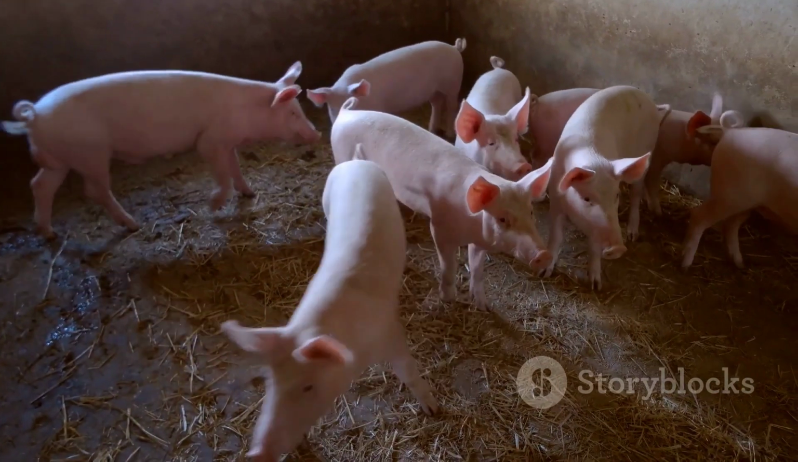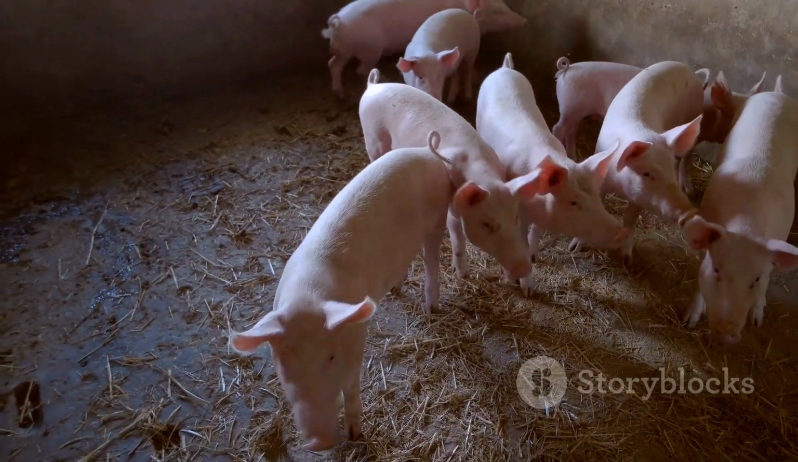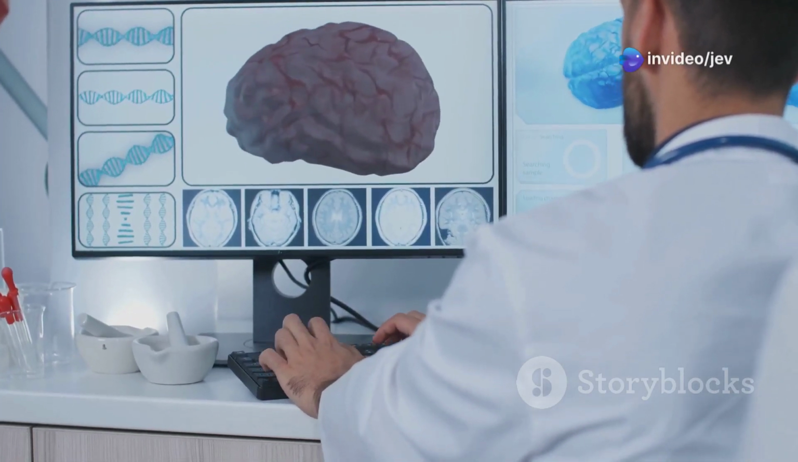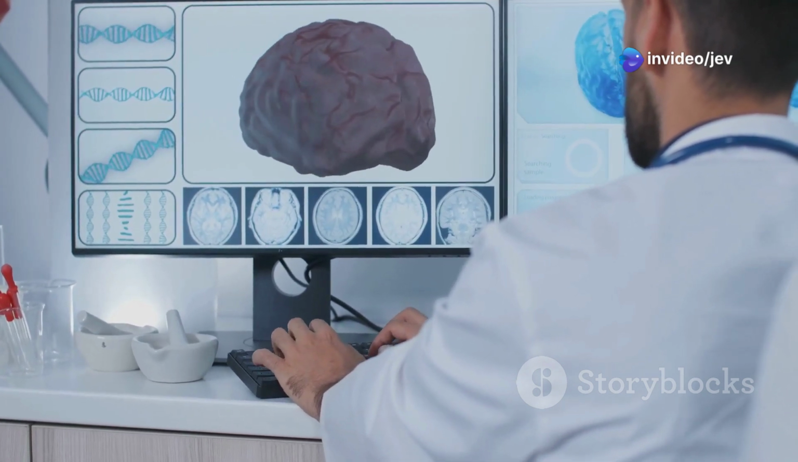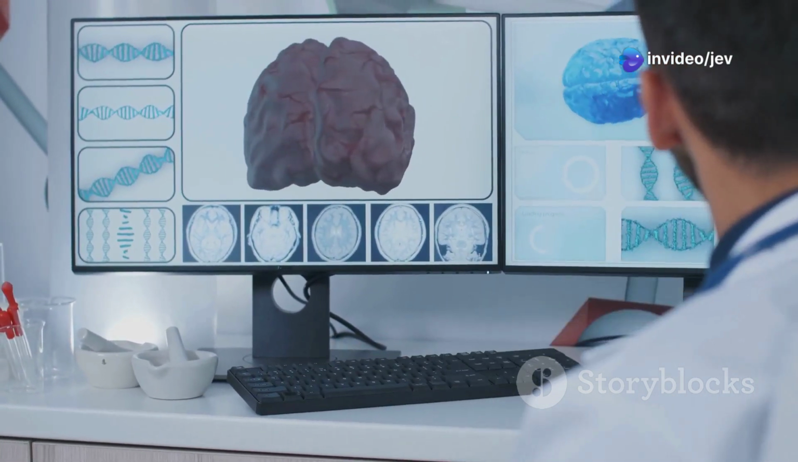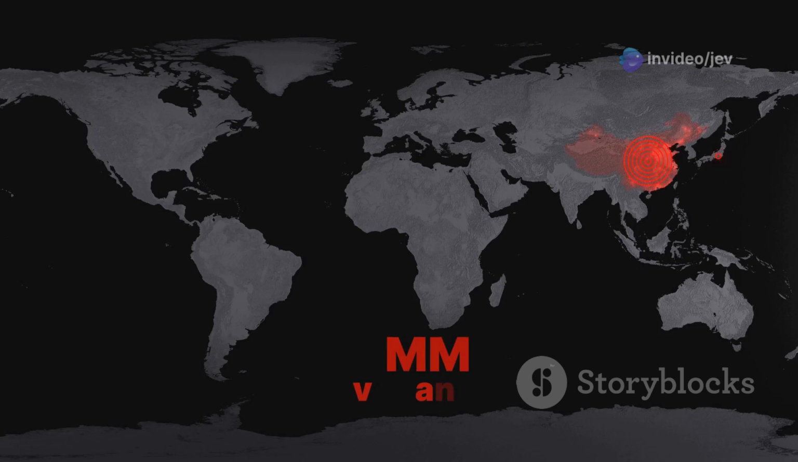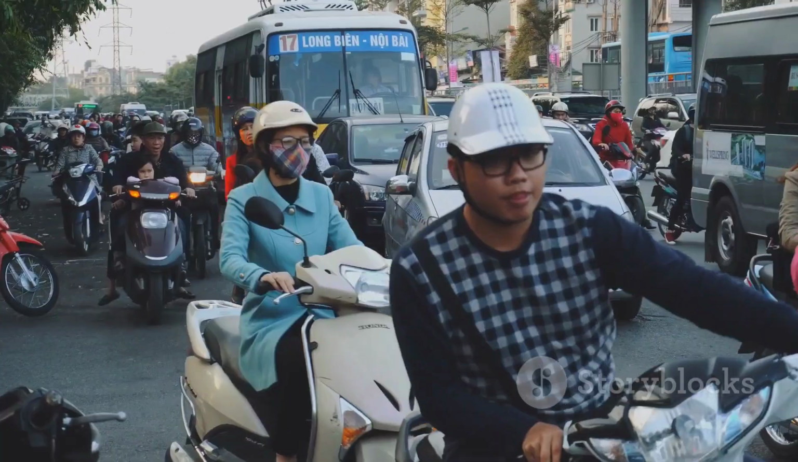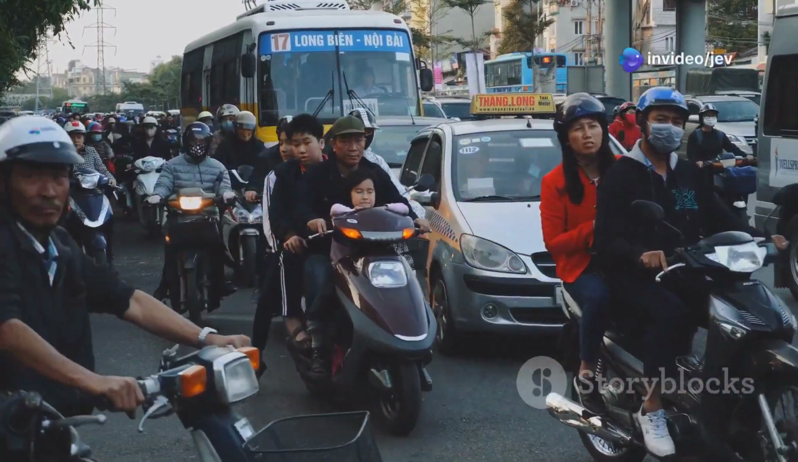Animals like pigs and birds can carry the virus, acting as reservoirs. The virus can cause swelling in the brain, known as encephalitis, and this swelling can be deadly if not treated promptly. JE is a problem in many parts of the world, particularly in rural and agricultural areas. It is especially common in Asia, including countries like India, China, and Japan.